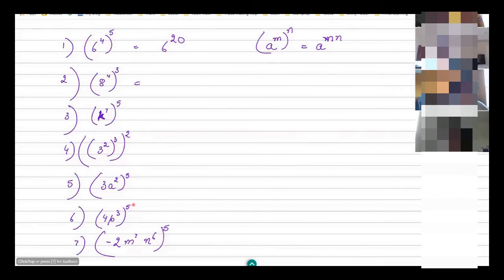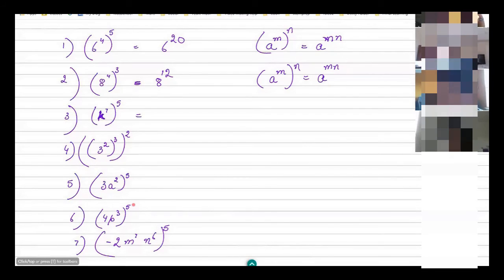Number 2, Sanjay. 8 to the 12th. Rikshvit, Sophia, and Ishan, are you all getting the same answer? Yeah. Okay, and Sophia, question number 3. I got K to the 35th power. K to the 35th power. How about the rest of you? Yes? Okay, good job. And Sophia, what have you applied over here? I multiplied the 7 and the 5. Yes, so you have multiplied the powers. Good job, all of you.